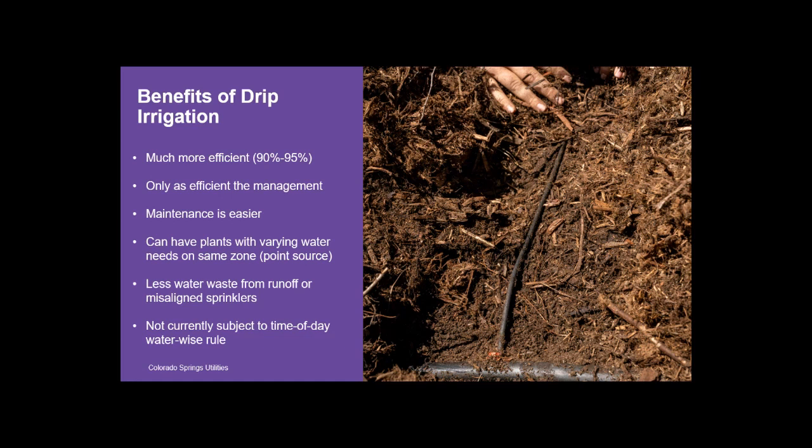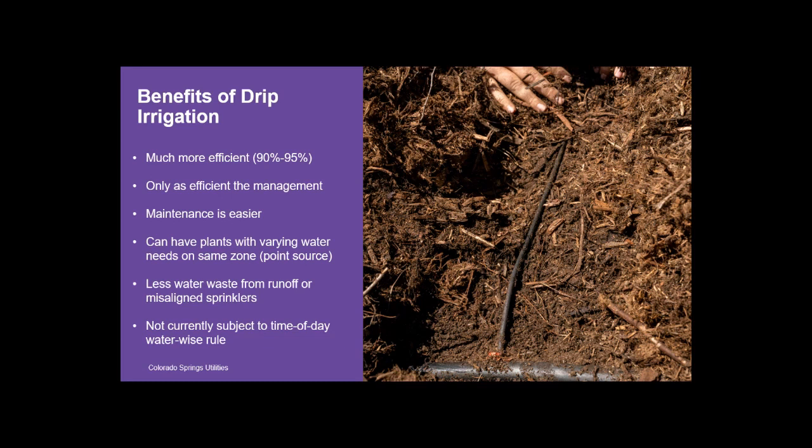Drip irrigation can be really efficient, 90 to 95%, but it's only as efficient as the management of that irrigation system. So you want to make sure that you have it scheduled appropriately and you're not overwatering. One of the main benefits of drip irrigation is that the maintenance is much easier, because we learned that drip irrigation is generally just below the mulch and on top of the surface, versus overhead irrigation, where that lateral line, or irrigation pipe, is generally buried 6 or more inches below the soil surface. You can have plants with varying water needs on the same zone.